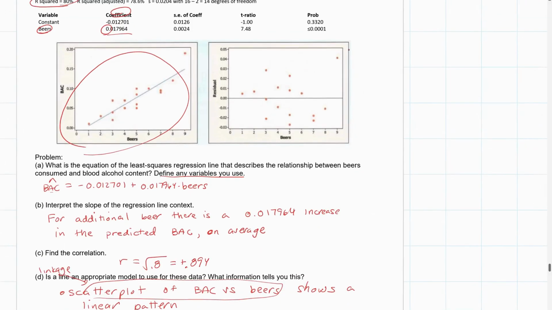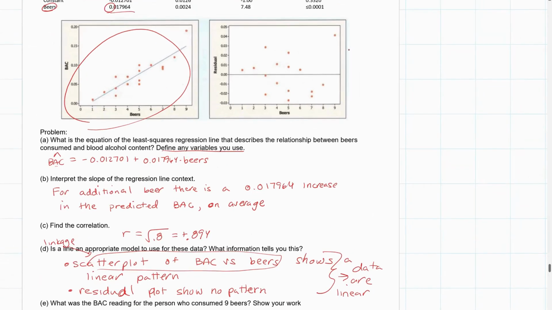What happens when we look at the residual plot? Residual plot shows no pattern. Well, this combination of a linear pattern in the original data and no pattern in the residual plot leads us to the conclusion that the data are linear, or the relationship is linear.